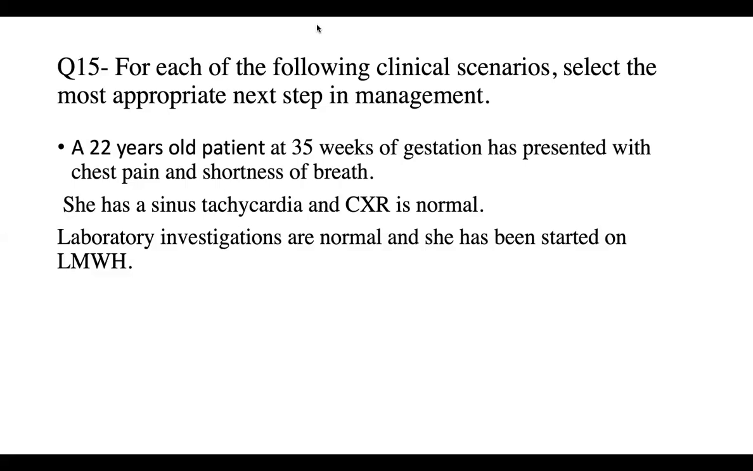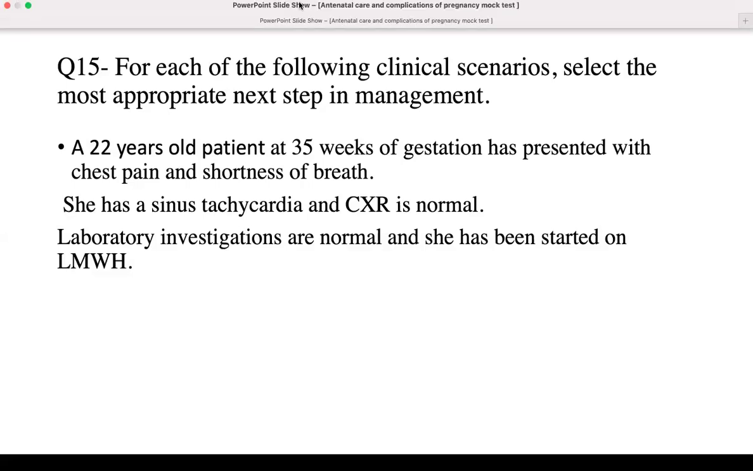We have a 22-year-old patient at 35 weeks of gestation presented with chest pain and shortness of breath. She had a sinus tachycardia, the chest X-ray is normal and laboratory investigations are normal, and she had been started on low molecular weight heparin. So what will you do in this case? What does the algorithm say?